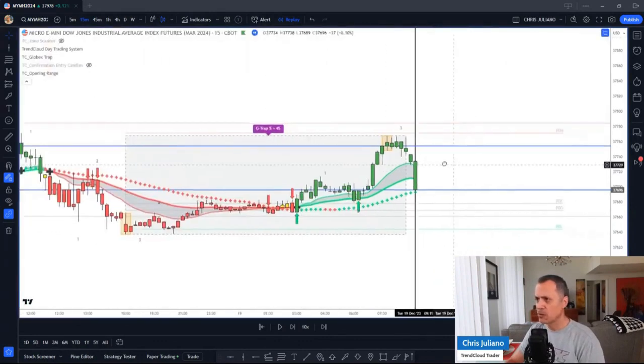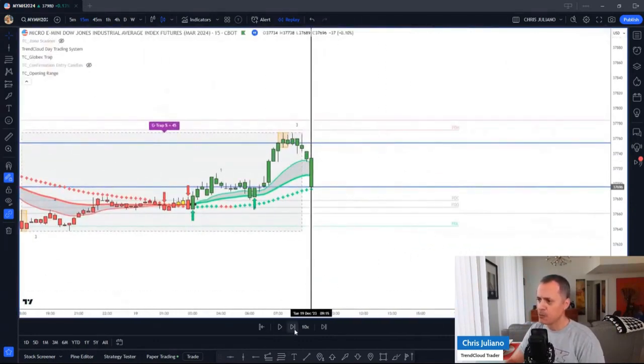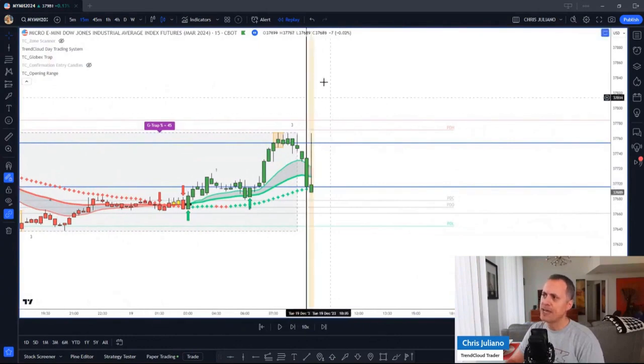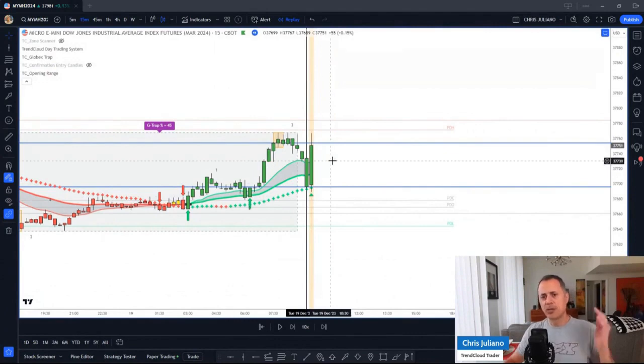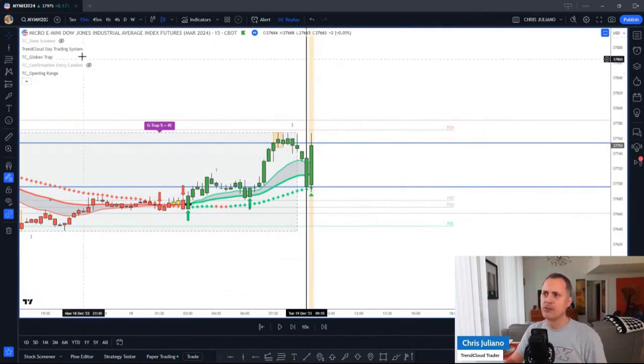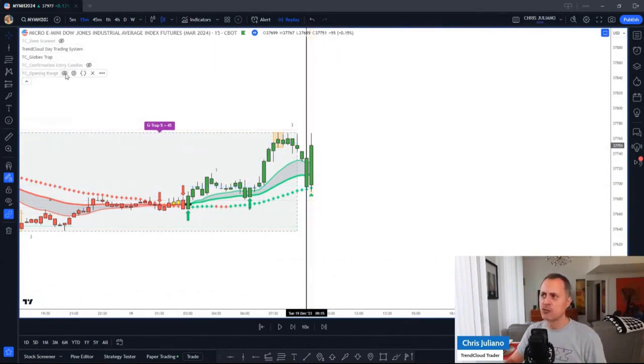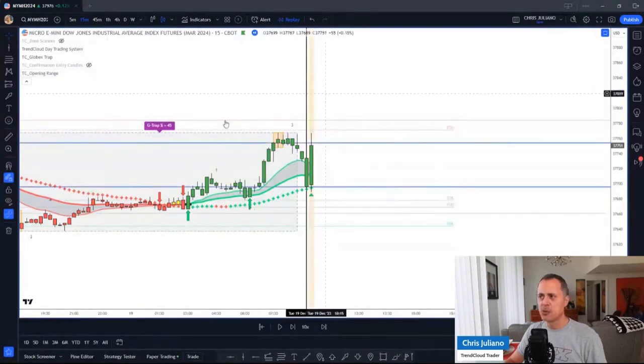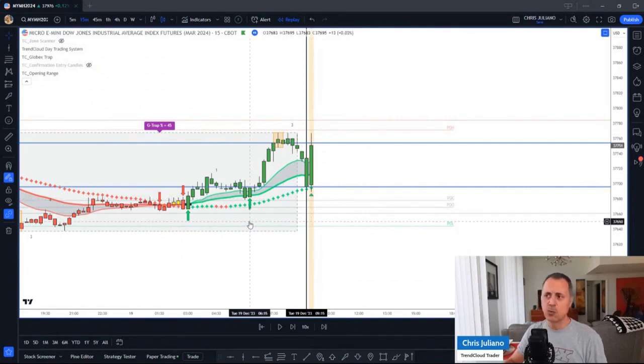Let's open this up because we are ready. Now watch what happens here when I move forward. See that orange line that takes place? That gets put on your chart right away if you are using the opening range tool. See that? And it puts all the support and resistance lines on your chart and draws out the opening range for you. Okay. Do you see right here that we're also getting a trend cloud signal? We actually got a trend cloud signal at 6:15 in the morning.